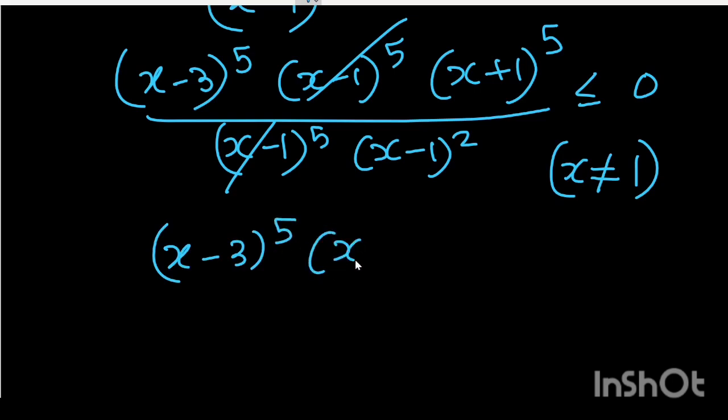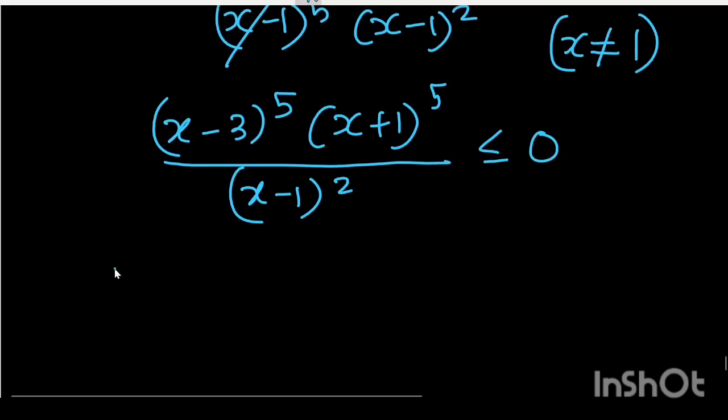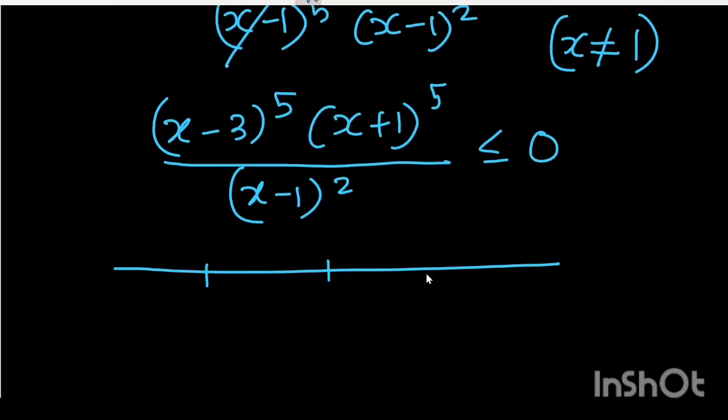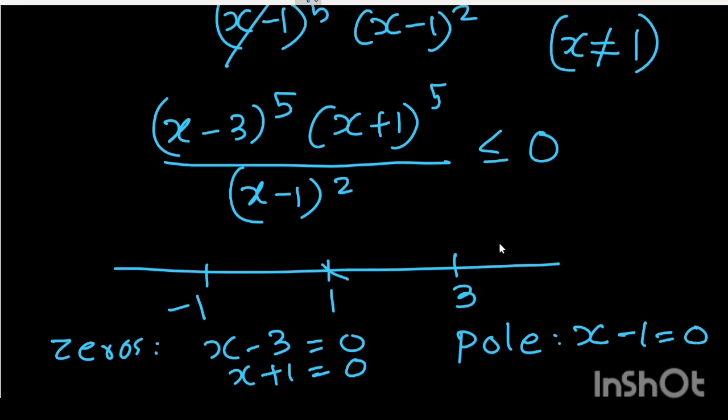Now we have linear factors which are already in factor form. So we will write the zeros as usual: x minus 3 equals 0 and x plus 1 equals 0. We obtain one as 3, another as minus 1. The middle one is a pole corresponding to x minus 1 equals 0, which is x equals 1. So 1 is never part of a solution.